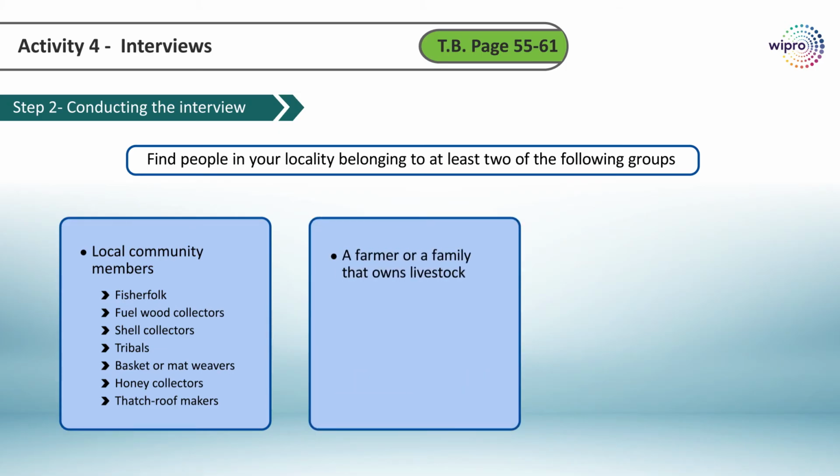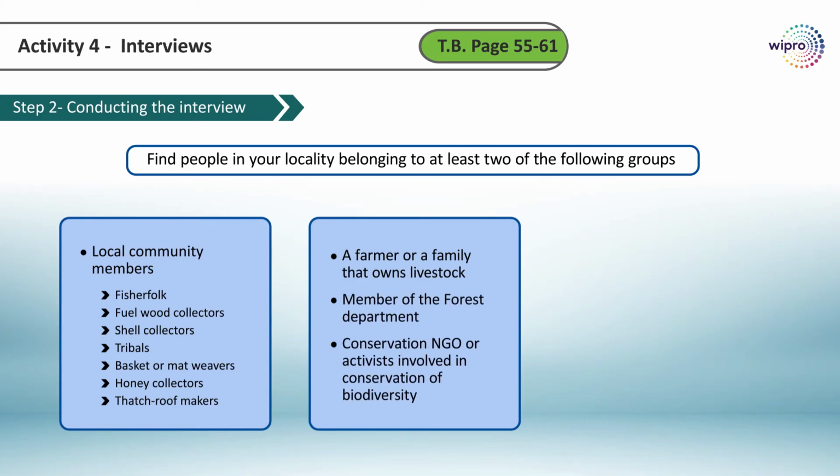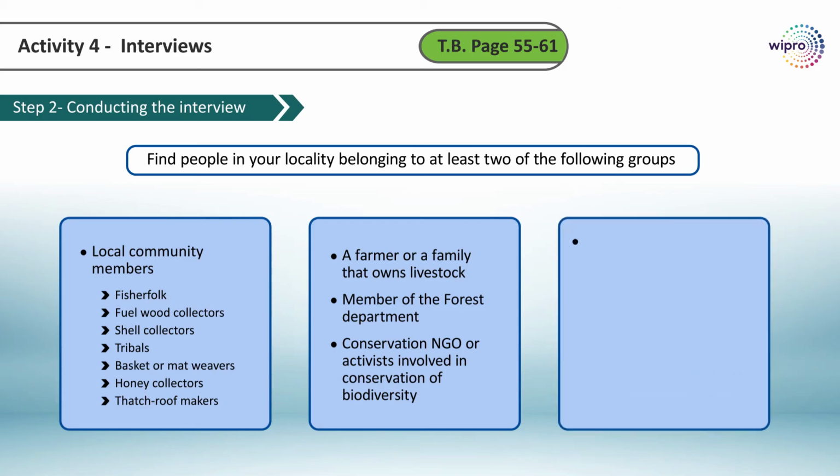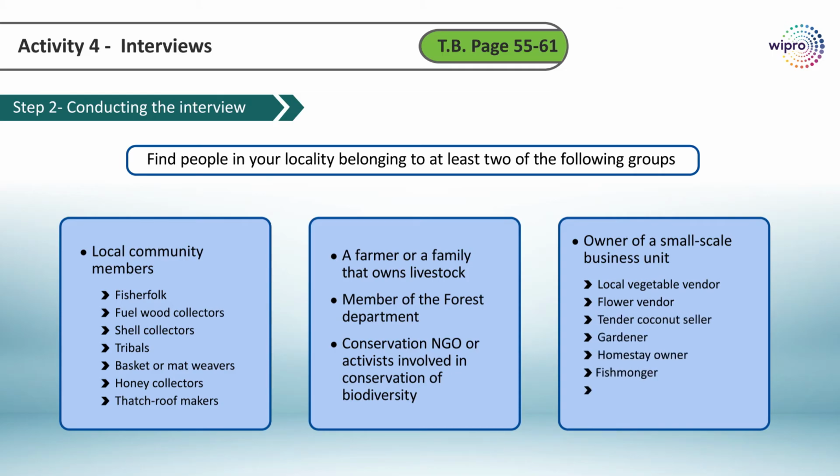A farmer or family that owns livestock, member of the forest department, conservation NGO or activists involved in conservation of biodiversity, owner of a small-scale business unit who is indirectly dependent on local biodiversity, example, local vegetable vendor, flower vendor, tender coconut seller, gardener, homestay owner, fishmonger, boatman, brick lane owner.